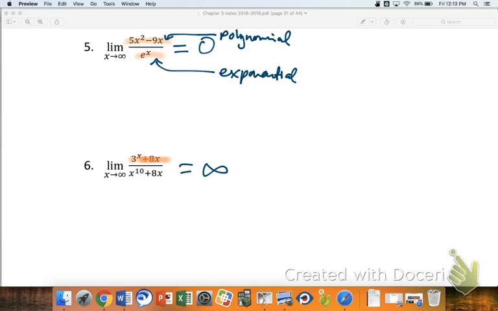And then here, it's the exact reverse. You've got an exponential in the top, and you've got a polynomial in the bottom. And so once again, the exponential will eventually grow infinitely faster. And so since the top is the one that's going to grow infinitely faster eventually, that's where we're heading towards infinity. Is number 4 a polynomial?